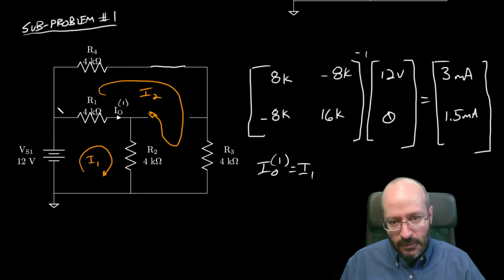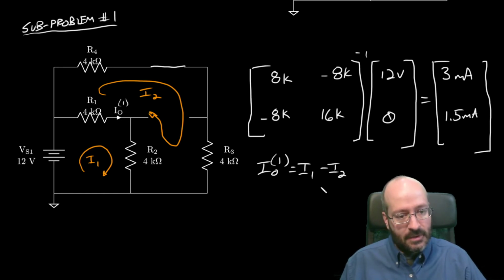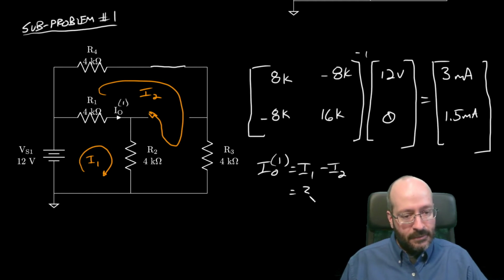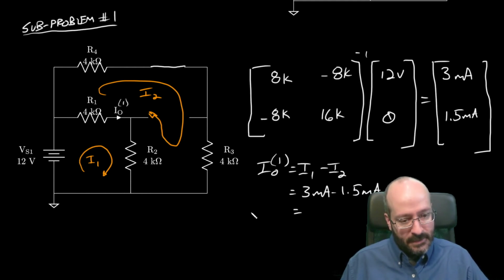Does I2? Well, we got to kind of trace our way around this way. And it does touch it. And it goes in the opposite direction. So it's going to be minus I2. Plugging in values, we got 3 milliamps minus 1.5 milliamps. So it does end up being first part of I out, it does end up being 1.5 milliamps.